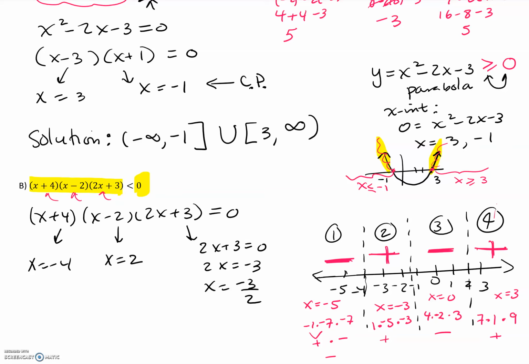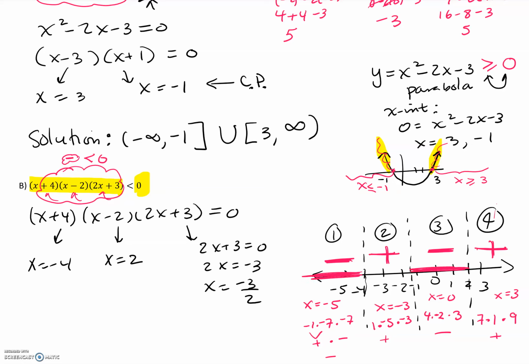If the multiplicity is even, it doesn't alternate on the two sides of that critical point. And if the multiplicity is odd, you alternate on the two sides. So we have our regions labeled. This problem is asking us to give the stuff that's less than zero. So I'm looking at stuff less than zero, and stuff that's less than zero has to be negative numbers. So this is a solution, and that's part of the solution for me.